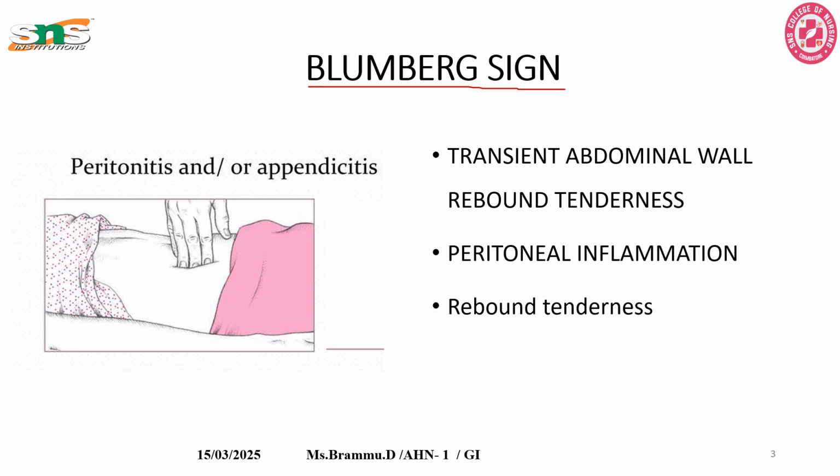In this picture you can see the examiner is compressing the appendix region, and there is a deep compression. Upon compression the patient is not having pain, but when the examiner slowly releases the fingertips from the abdomen, the patient has a sharp shooting pain, which we call Blumberg sign, or otherwise rebound tenderness.